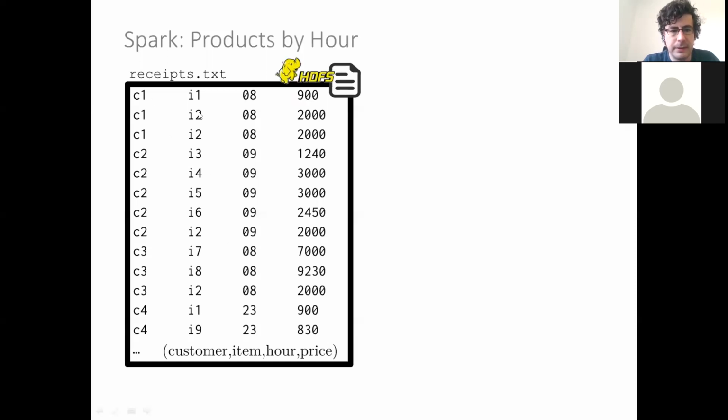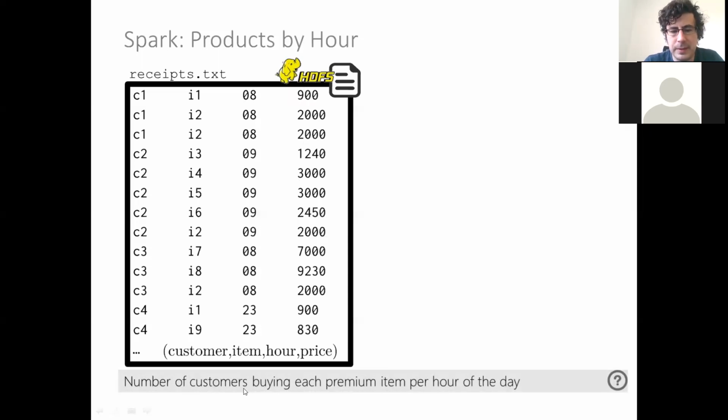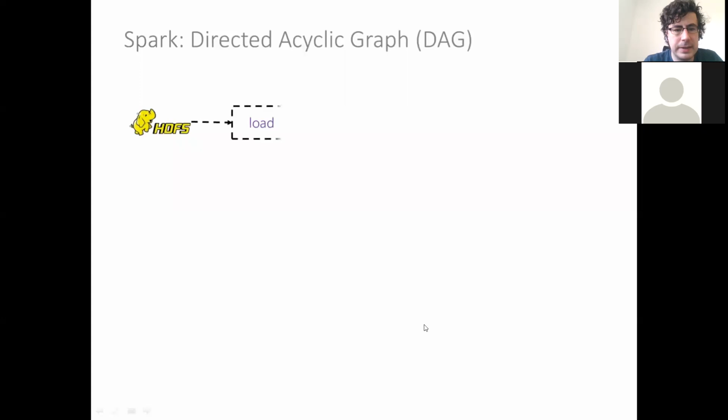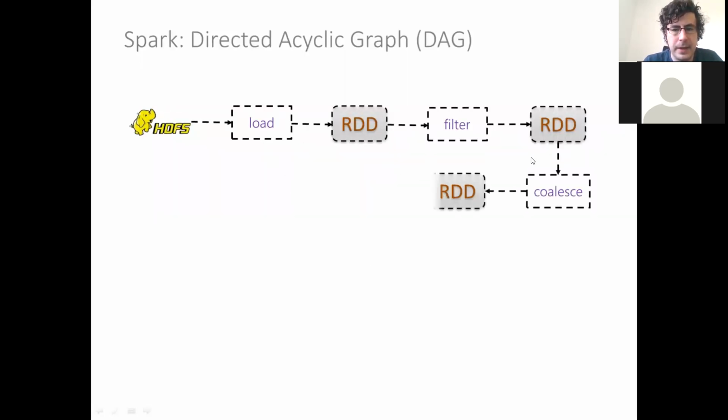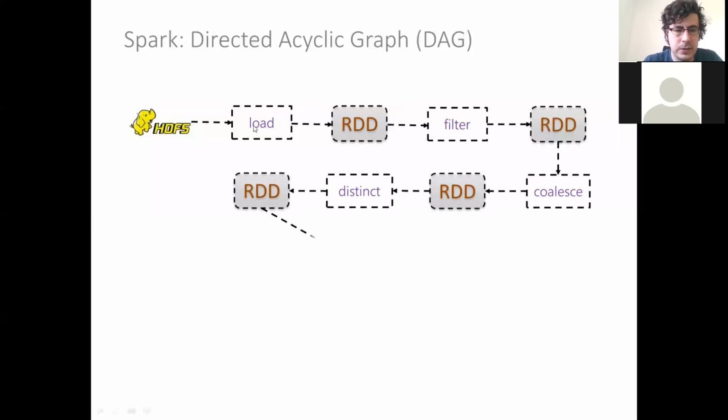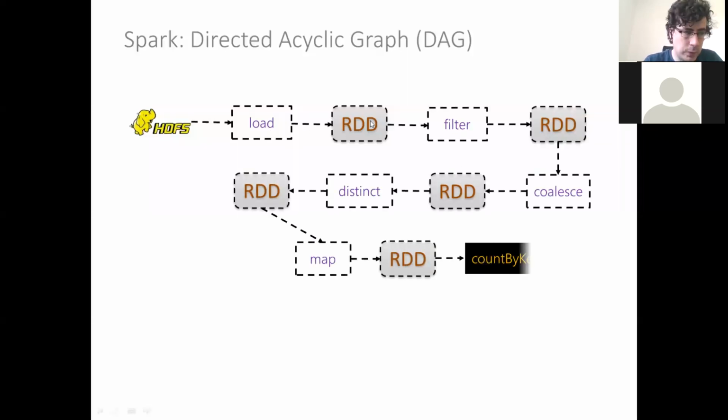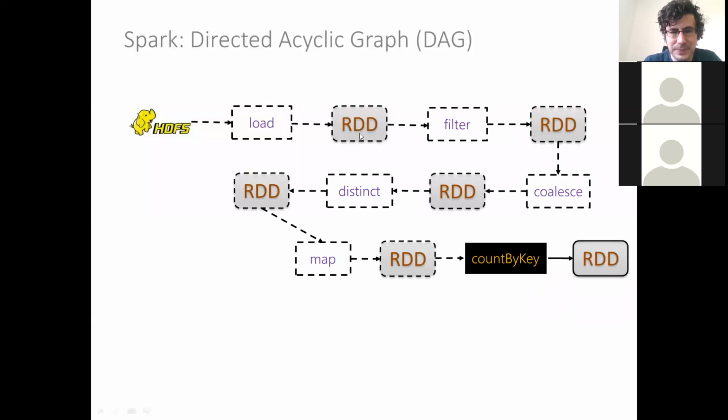So let's consider again that we have our data of clients or customers, items, the hour of the day, and the price. And we want to define the number of customers buying each premium item per hour of the day. So we already saw this task. We won't go through it again, but we can represent the task that we saw previously as a directed acyclic graph where we have transformations that take one or more RDDs, except for load, which takes a file, so we'll say zero or more RDDs.